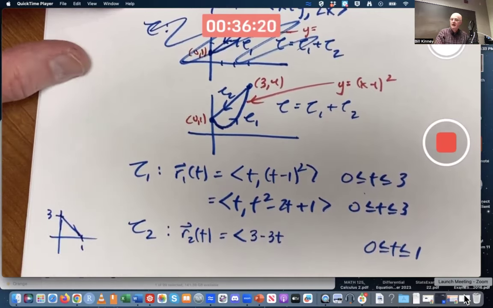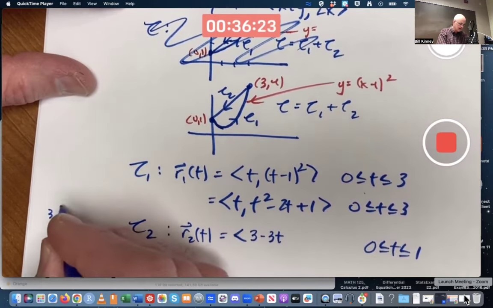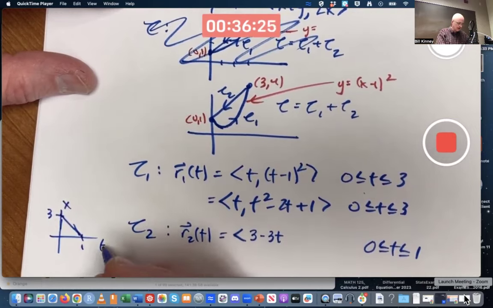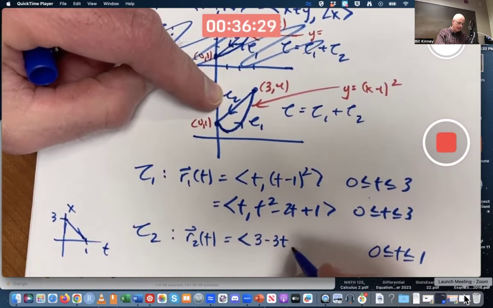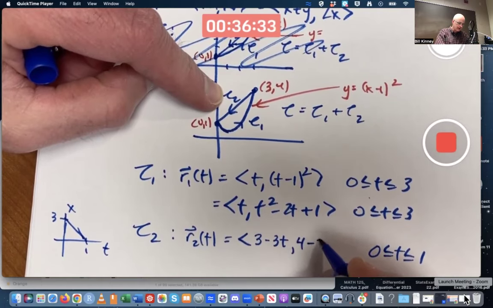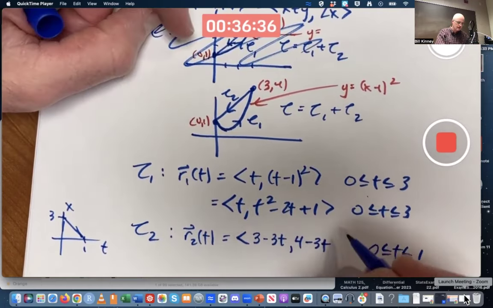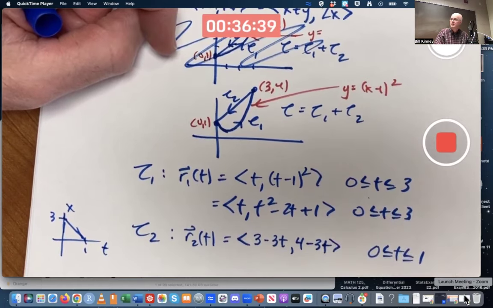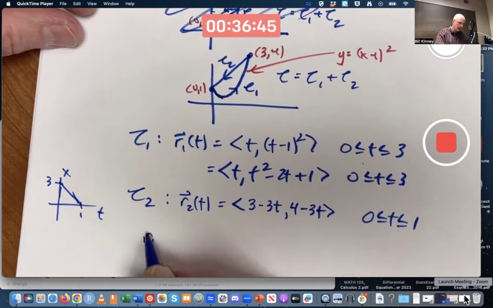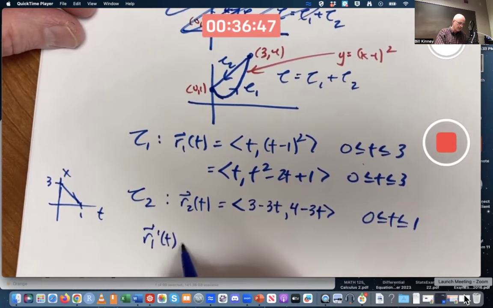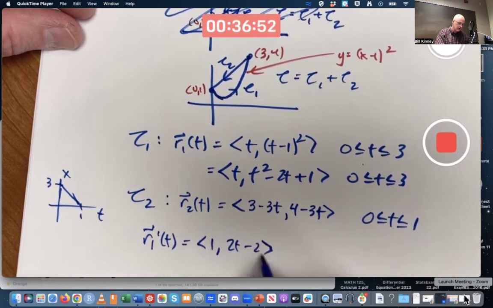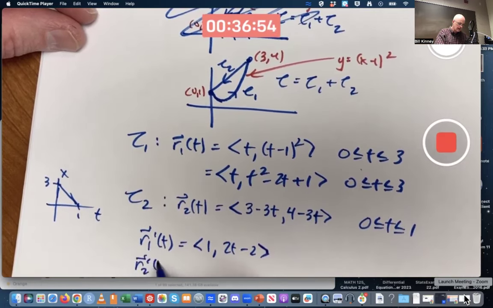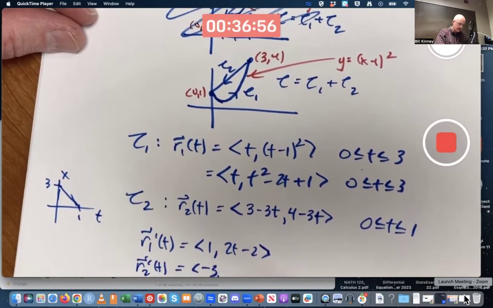Like that, an ordinary graph in a tx plane. For y goes from 4 down to 1, 4 minus 3t as t goes from 0 to 1. As always, I'll need R1 prime and R2 prime. R1 prime will be 1, 2t minus 2. R2 prime will be -3, -3.